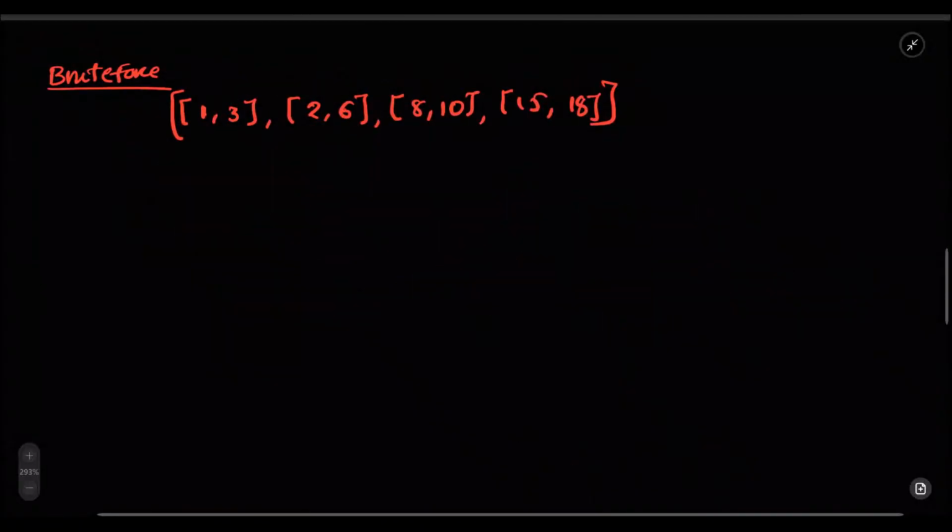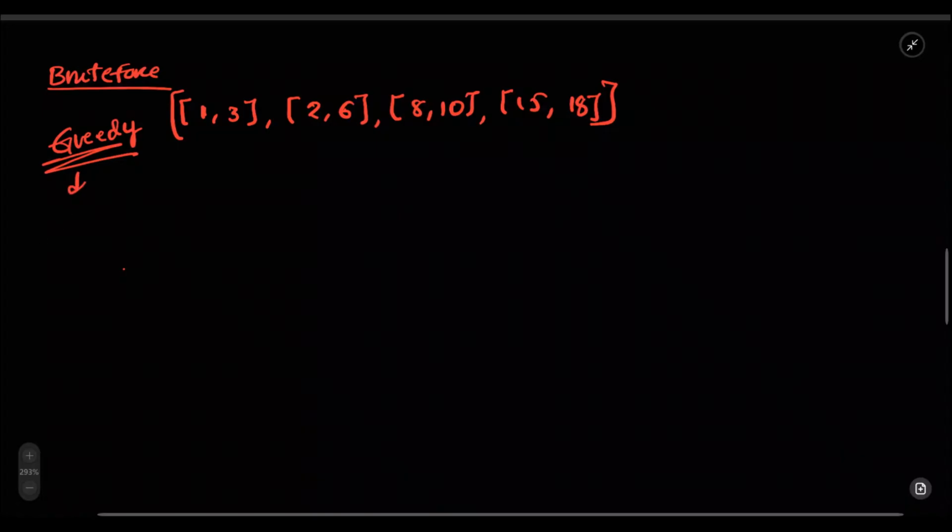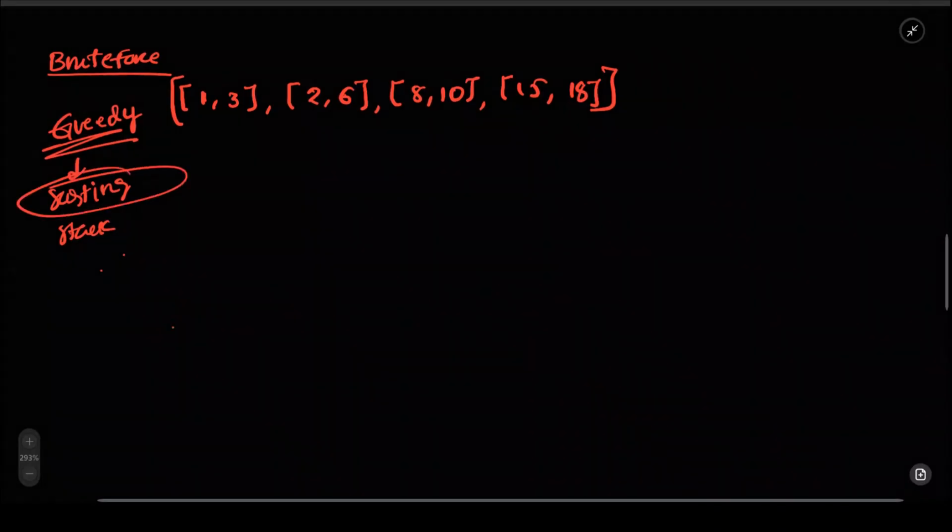Try to understand these types of interval problems in a greedy way. The word greedy will strike two concepts: one is sorting, and sometimes it is a stack. If you look at example 1, the intervals are sorted again. So 1 comes before 2, 2 comes before 8, 8 comes before 15. Done, here it is sorted.